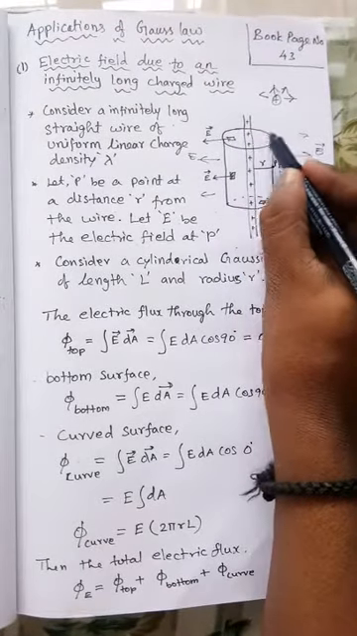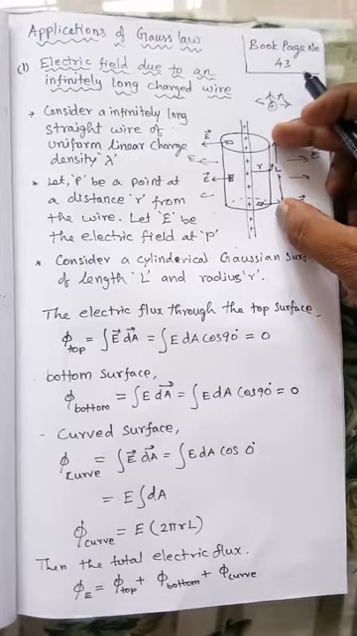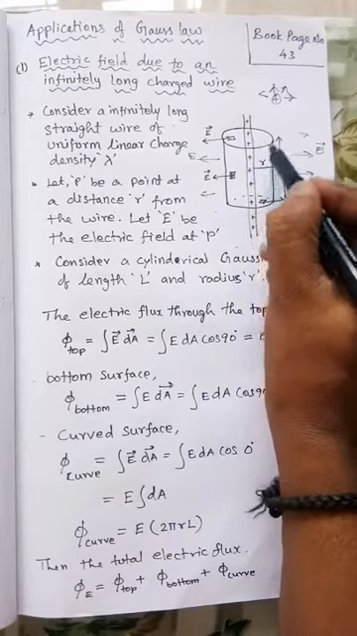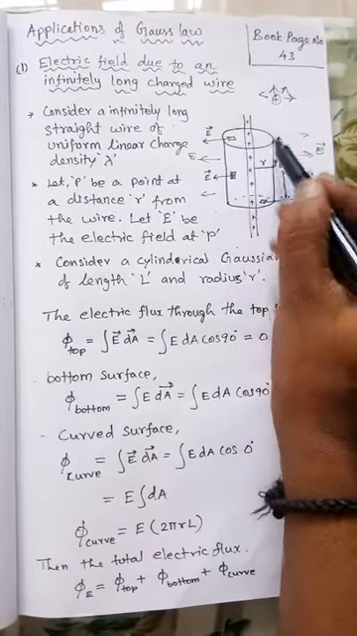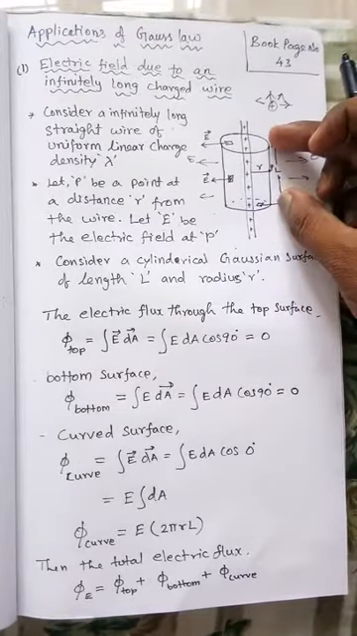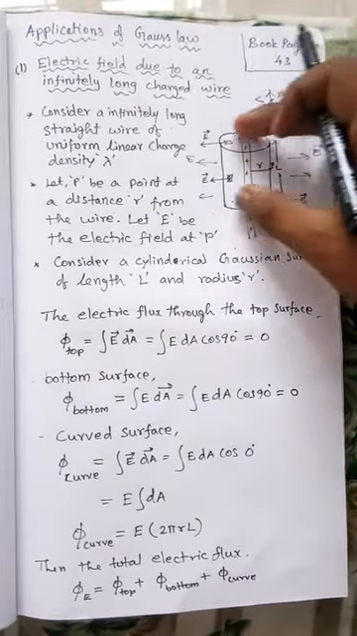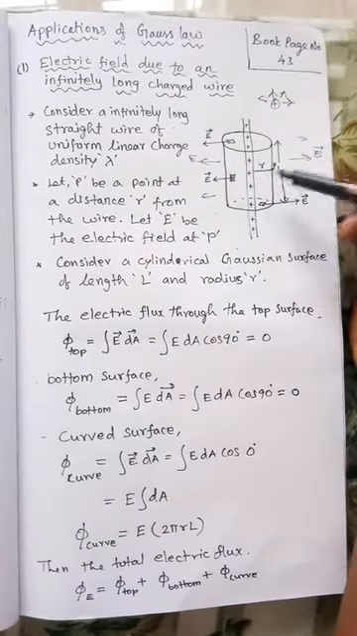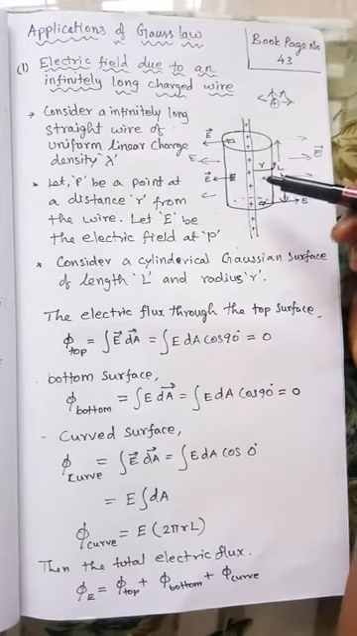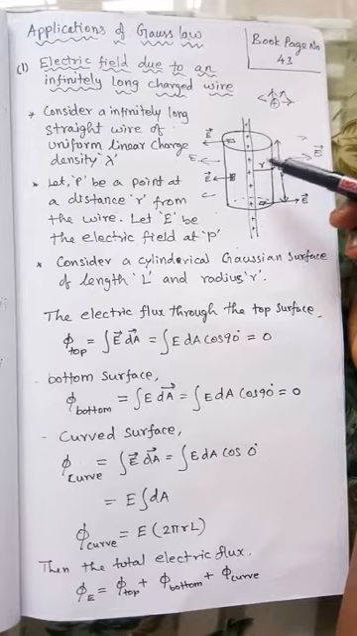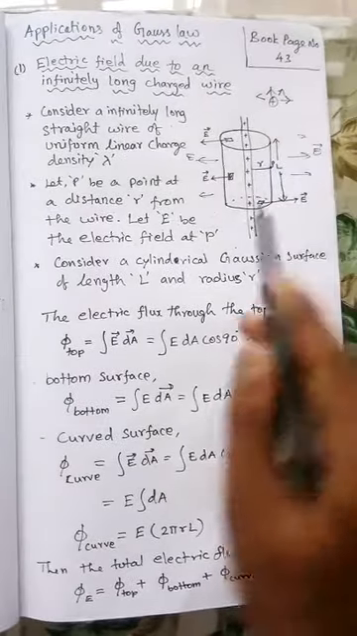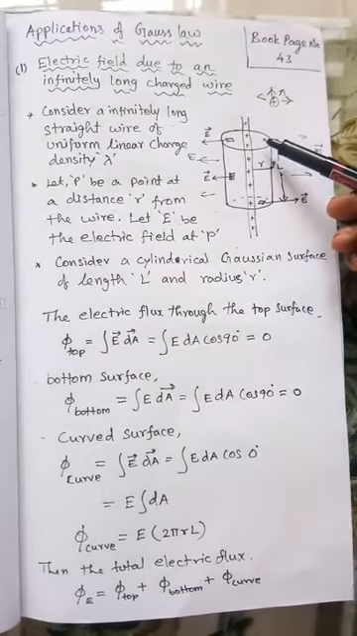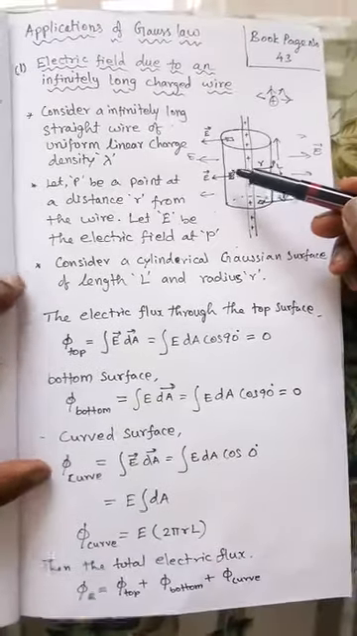Consider an imaginary cylindrical Gaussian surface of small length L and radius R. R is the radius of the Gaussian surface, and L is its length. The electric flux passes through three areas: the top, the bottom, and the curved surface. Now find the flux, that is, how much electric field is passing through the area.